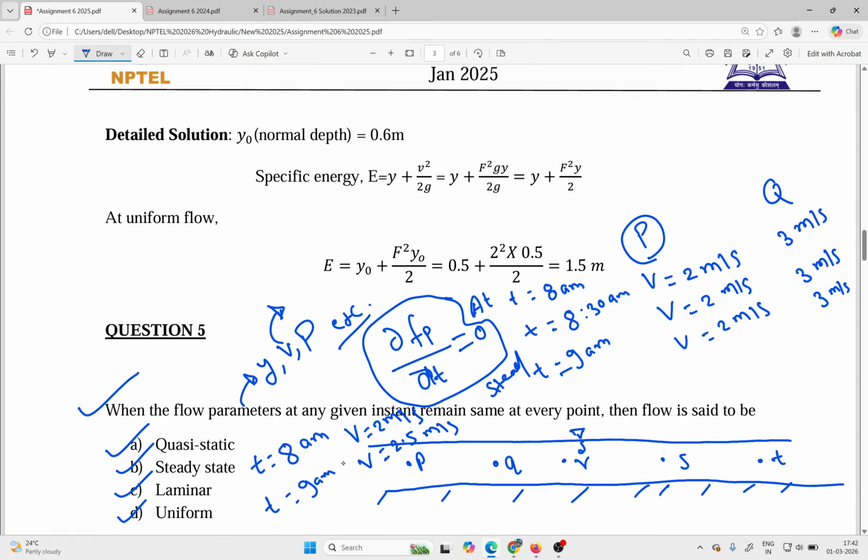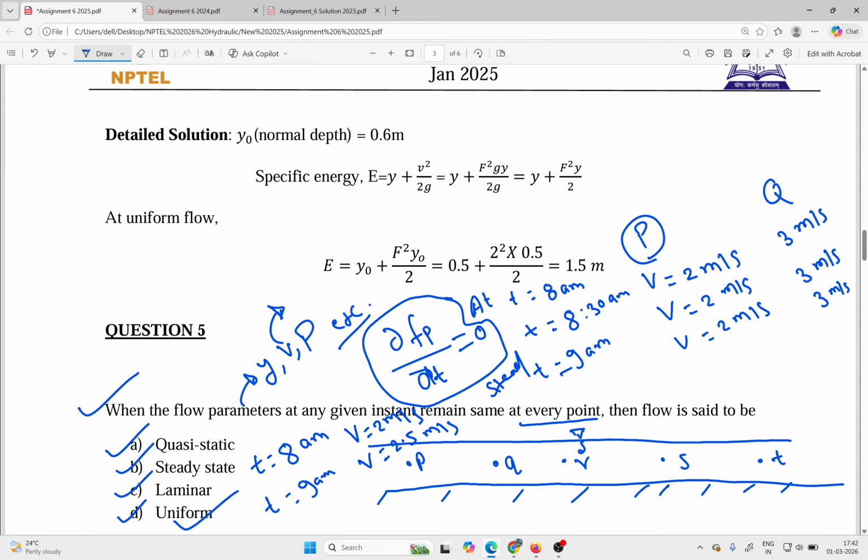With respect to time it is changing, but at a particular time at all points your velocity is the same, that is, the flow parameter is the same. This condition is known as the uniform flow condition. In the question it is given: when the flow parameter at a given instant of time remains the same at every point, the flow is said to be uniform, not steady. Remember always. If it is not the same, then it is non-uniform.